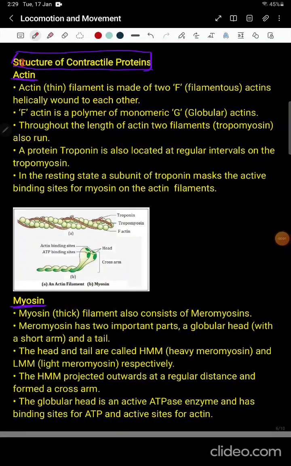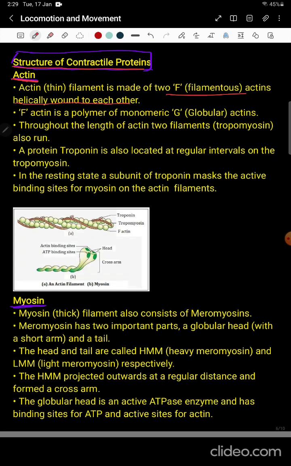Now in this video we are going to discuss the structure of contractile proteins, that is the actin protein and myosin protein. Now this actin is made up of two filamentous actins which are helically bound to each other. What is this filamentous actin?